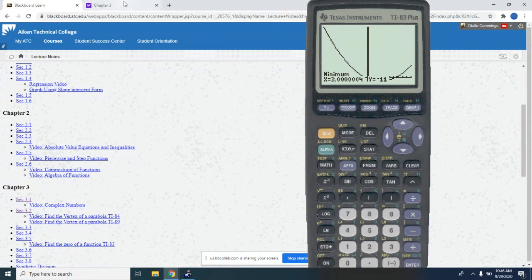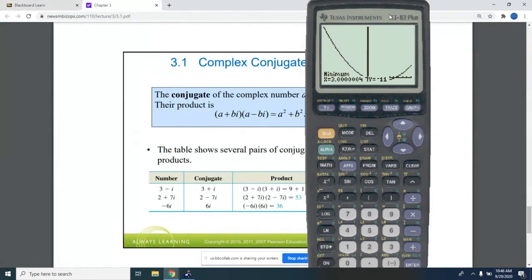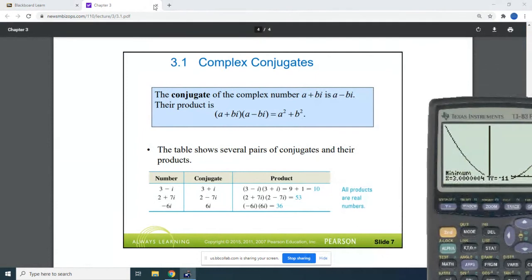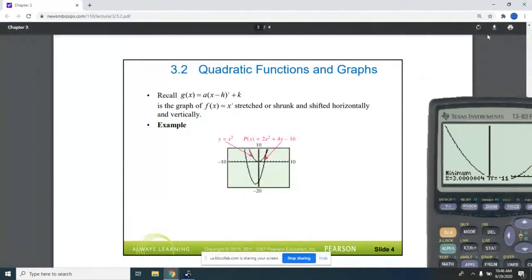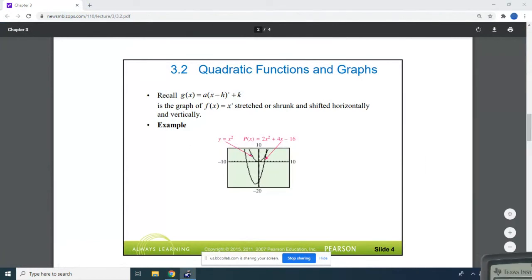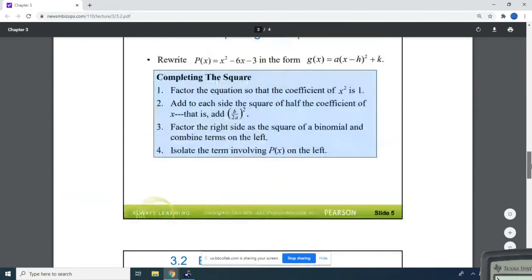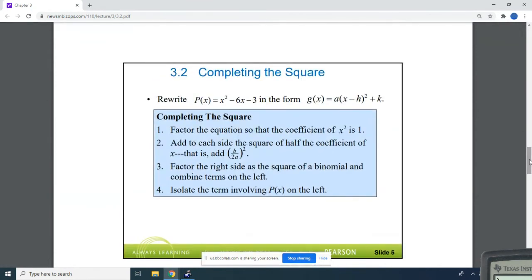All right, so lastly, we're going to take a look at using the vertex form to find the vertex. But before we do that, we've got to talk about something called completing the square, because completing the square is involved in vertex form.